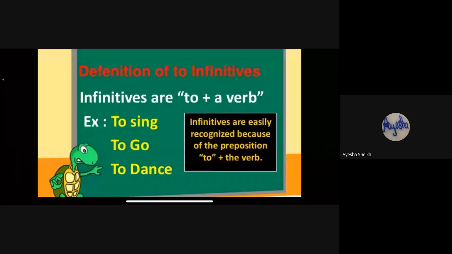Definition of infinitives. Infinitives are to plus a verb. Example: to sing, to go, to dance. Infinitives are easily recognized because of the preposition to plus the verb.